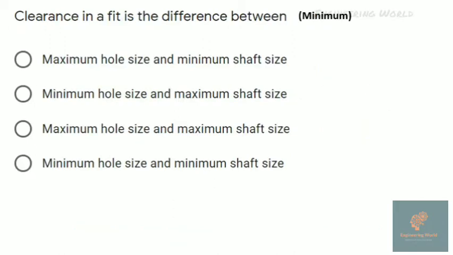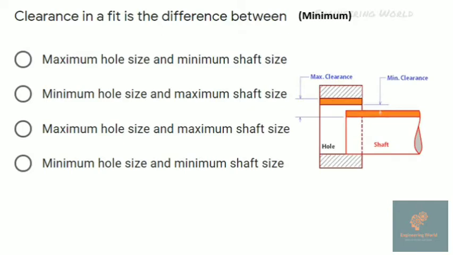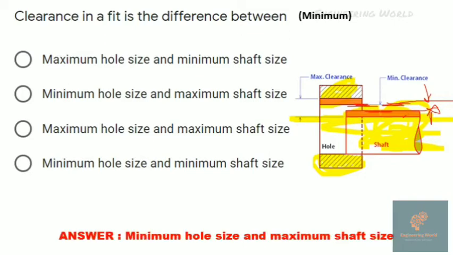Then the next question is, clearance in a fit is the difference between. Here we have to find the minimum clearance in a clearance fit. Here I am showing the shaft. This is a shaft and hole, and it is a clearance fit. This is the minimum clearance, that is the difference of minimum hole size and maximum shaft size. So the correct answer is minimum hole size and maximum shaft size. Got it?